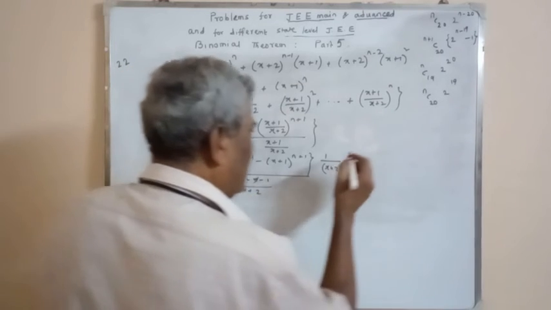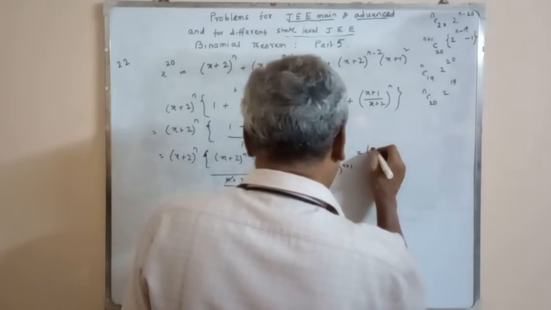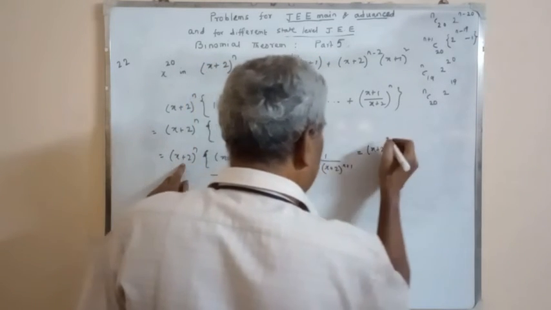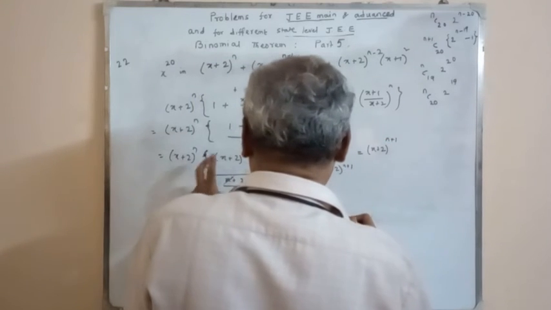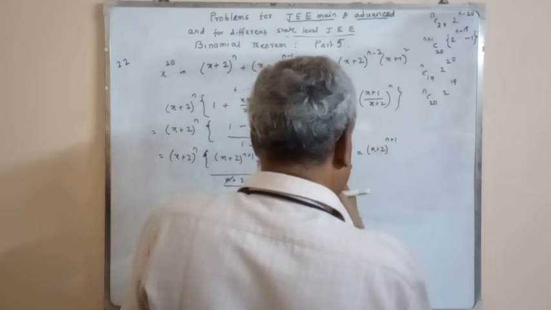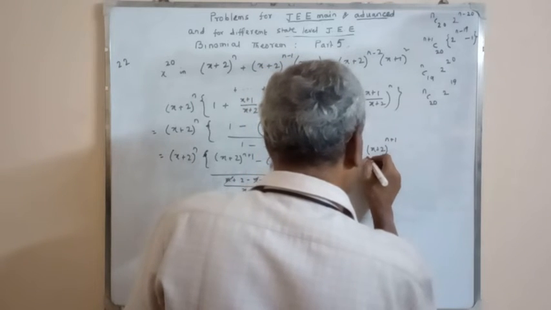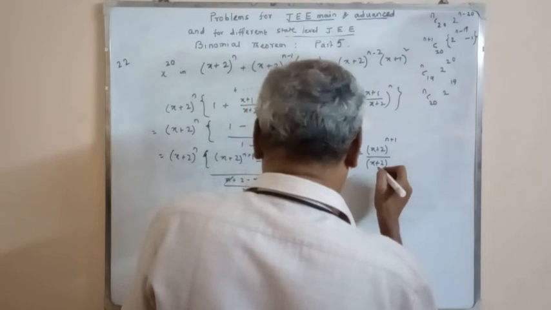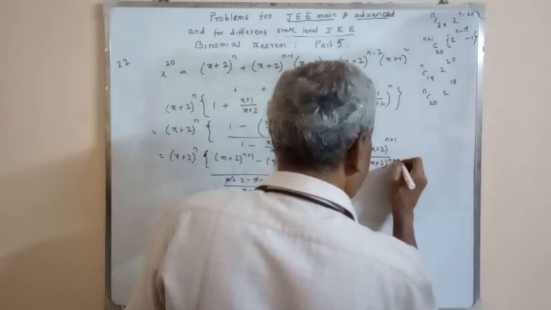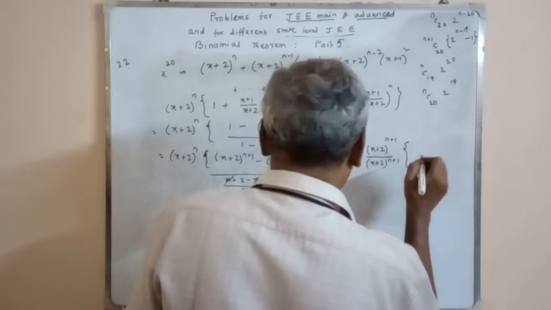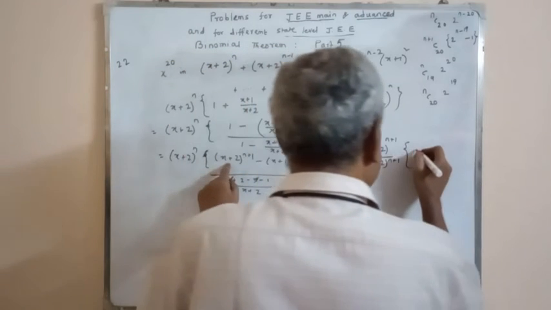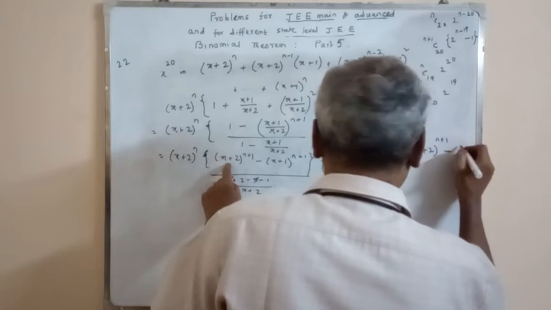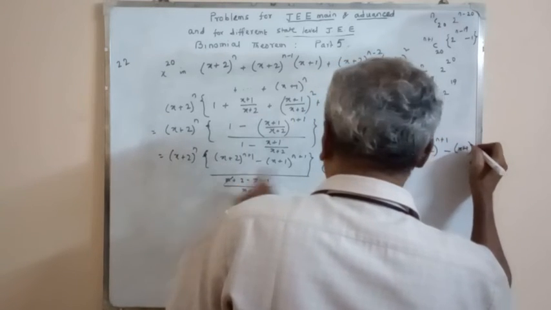So this will be there. So this is equal to (x plus 2) to the power n, and this is another one. I have taken this and that, and this is actually in the denominator, (x plus 2) to the power n plus 1, into (x plus 2) to the power n plus 1 minus (x plus 1) to the power n plus 1.